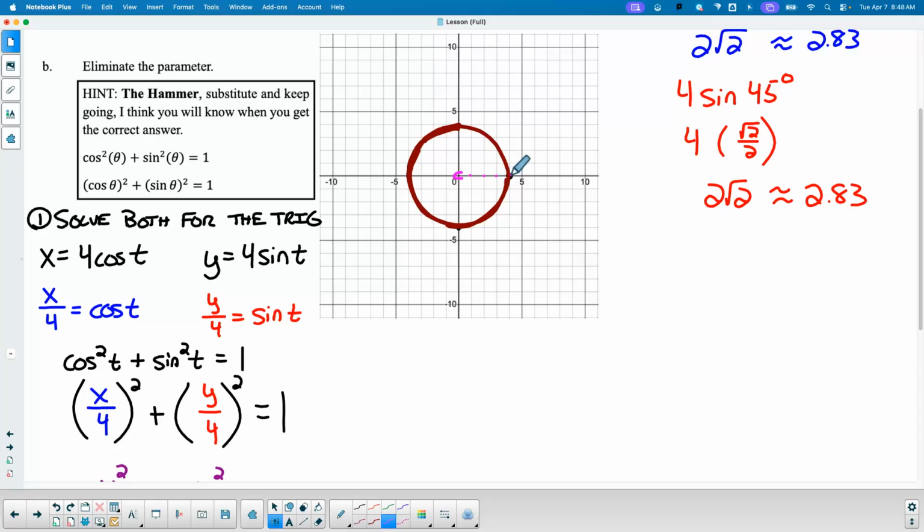And if I swing this around, that's a radius of 4 all the way around. Okay? Good times.